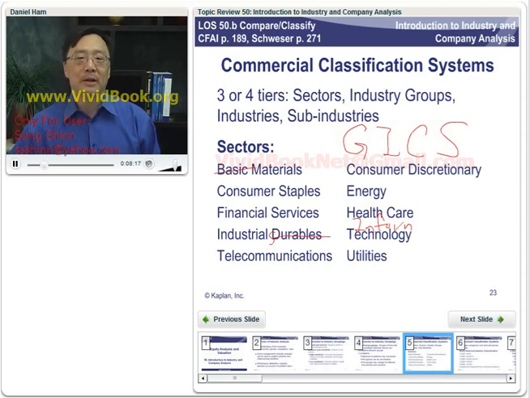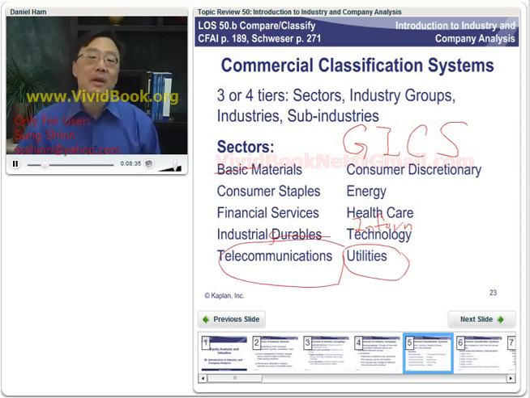The other thing I'm going to do is circle 4 of these sectors: consumer staples, healthcare, telecommunication services, and utilities, as being non-cyclical or less cyclical, so defensive. The other 6 that I did not circle are going to be categorized as cyclical. A couple other things I want to mention. I'm going to give you an example of the 3 or 4 tiers.